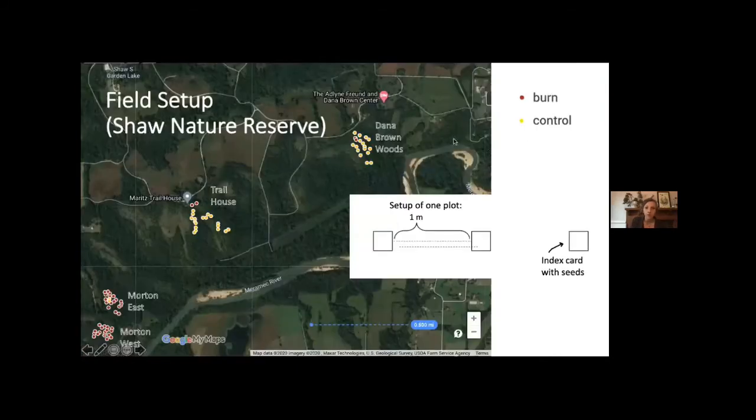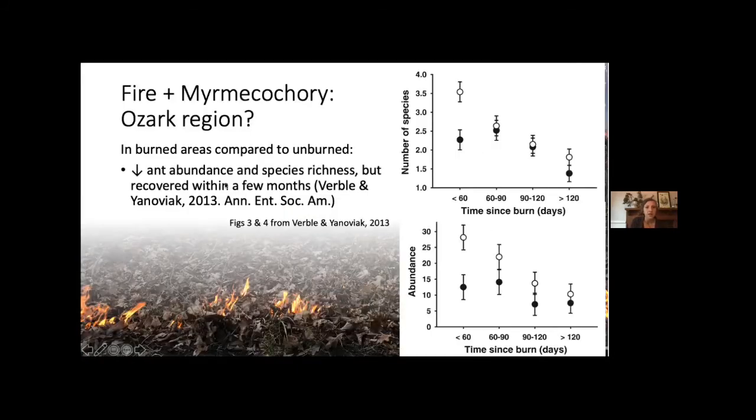So Robin Verbal out at Missouri S&T has looked at the responses of the ant community to fire. And she found a pretty short-term, like a couple of months, effect on the species richness, the number of species of ants, and just total abundance of ants in burned areas, with the black here being the burned areas, the white being unburned. And so for the first couple months after a fire, she did find a difference, and there were fewer ants and fewer ant species after a fire.